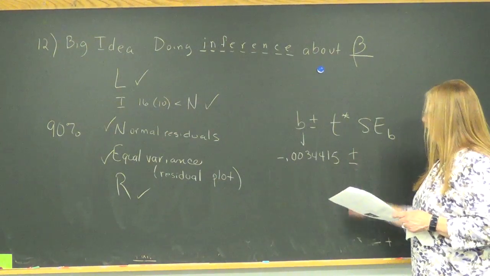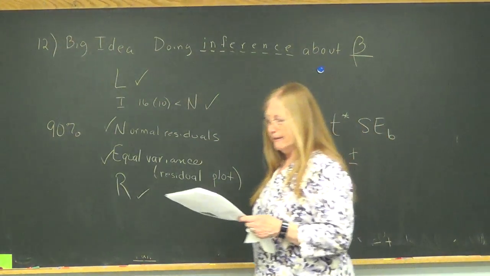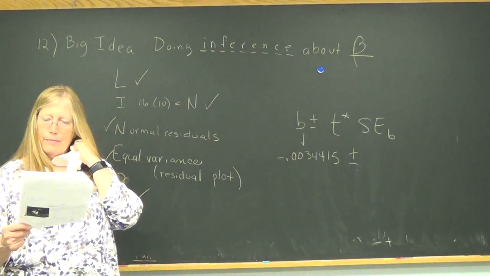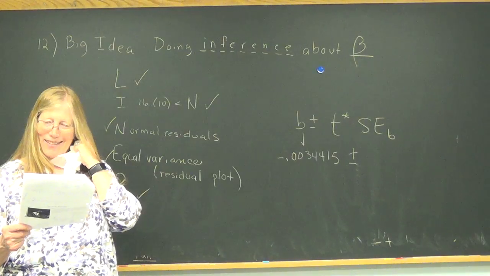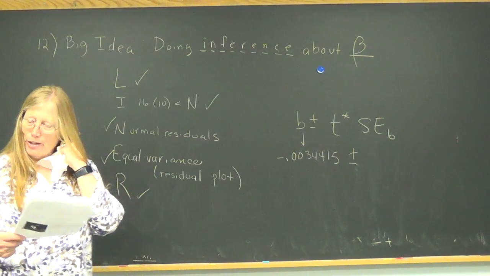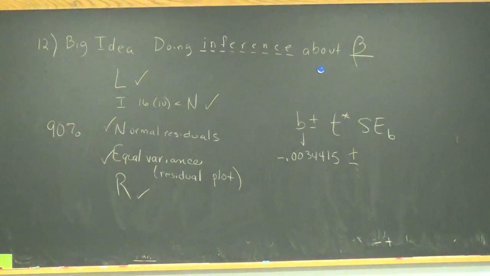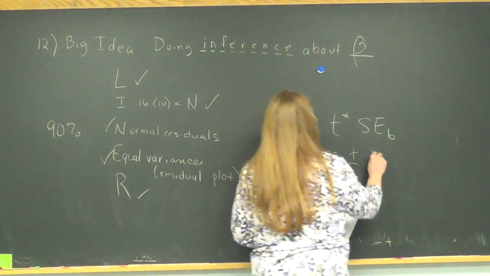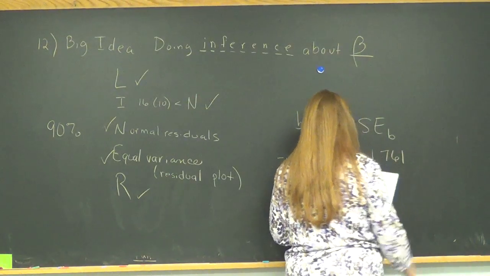Plus or minus, I asked you to do 90%. How many is our degrees of freedom? n minus two. 14, right. So 14 might be on our chart. 1.761. Yep, 1.761. Find me if you don't know where that came from.